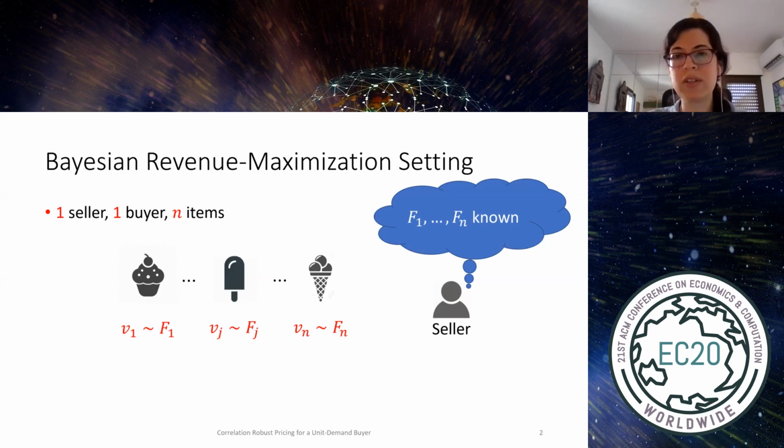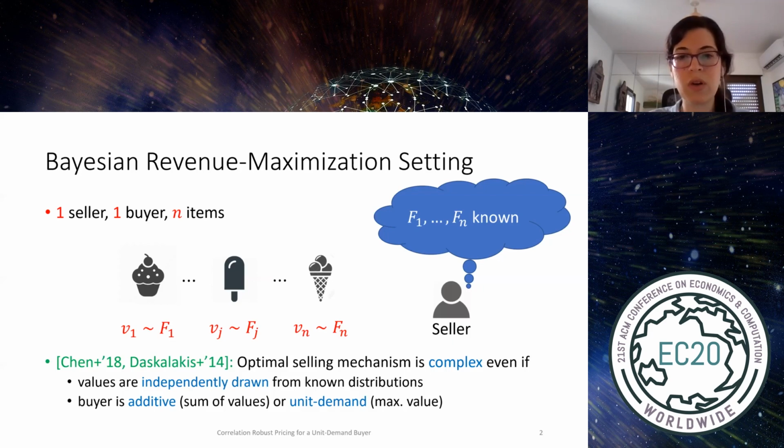Throughout, I'm going to use the picture on the right to show you what the seller knows about how the buyer's values are distributed. So f sub 1 to f sub n are known to the seller. The seller doesn't have any values himself, and he's trying to maximize revenue.